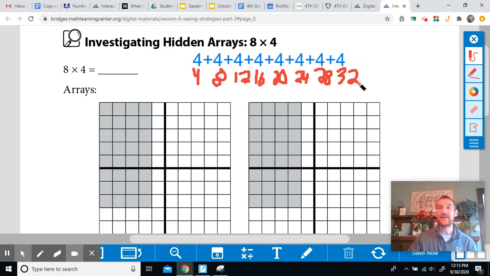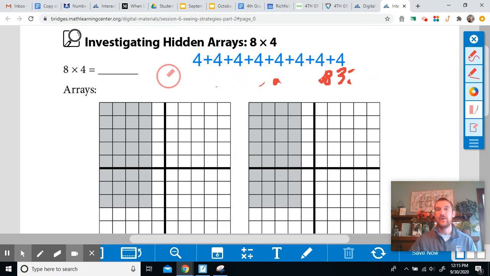And methods like that totally work. A couple problems can be, it takes a little while, and you can also make some easy mistakes when you're counting, okay? If you're not consistently counting by the right number, or if you get a little bit off, mistakes can certainly happen, okay? So a related method that I've seen a lot of kids do is they'll start doubling, okay?